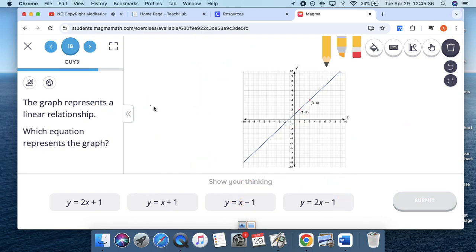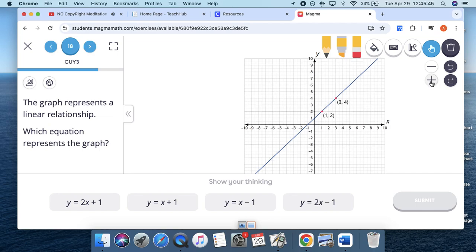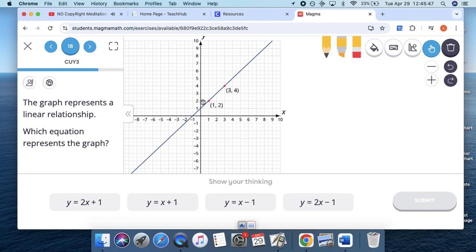We have the graph, and then we have 4 equations. Which one represents this? Well, first of all, the first thing you should look at is the y-intercept. The y-intercept is right here, a positive 1. So this one is garbage, this one is garbage, because both of them have a slope of -1. Please don't even consider them. So it's just a matter of either 2x plus 1 or x plus 1.